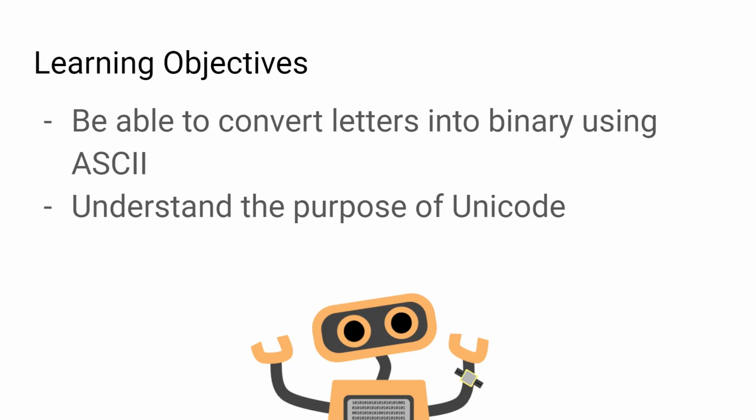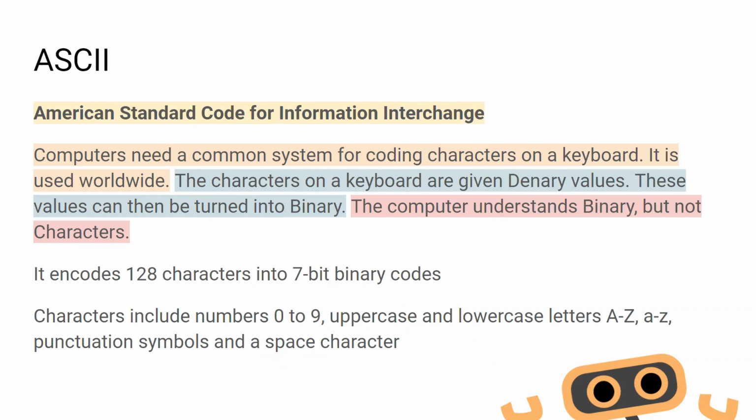Obviously, we can look at a keyboard and see all types of symbols on there. Computers don't understand anything besides binary, so we need a system where we can turn these characters on the keyboard into binary. We do that using a system called ASCII, which stands for the American Standard Code for Information Interchange. It's a way of encoding all of the characters on a keyboard into binary.